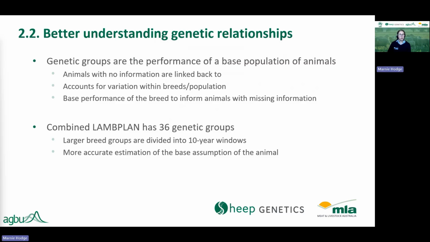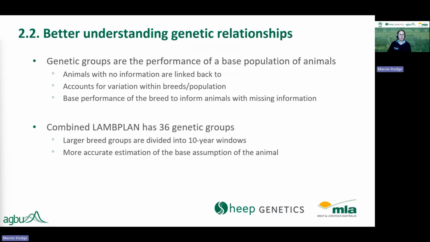In combined LAMBPLAN, we'll be using 36 genetic groups, which represent the breed types and population structures that are in combined LAMBPLAN analysis. And for any larger breed groups, such as the Poll Dorsets, we can divide that genetic group, or the base population of those animals, into a 10-year window because we have more historic information for those larger breed groups like a Poll Dorset or a White Suffolk.